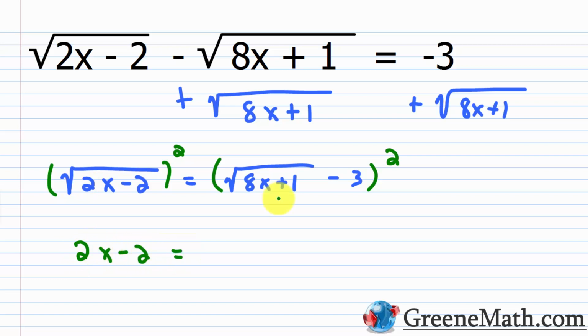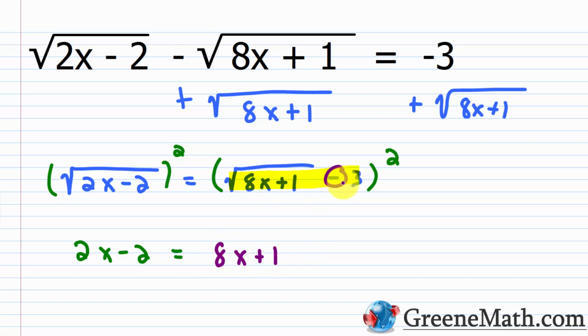This is equal to, again, you've got to remember, when you square this guy here, it's got to be expanded. Okay, so you could use FOIL or your special products formula. It doesn't matter, but you can't just distribute the exponent to each term there. Okay, don't do that. So if I squared the square root of 8x plus 1, I would get 8x plus 1. So that would be the first guy there.